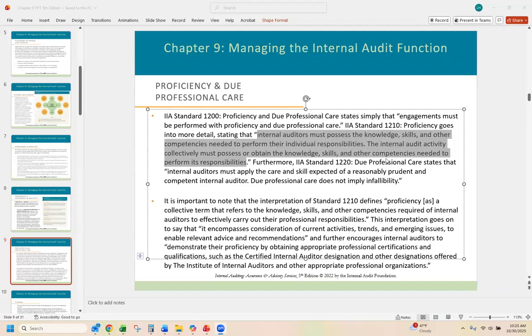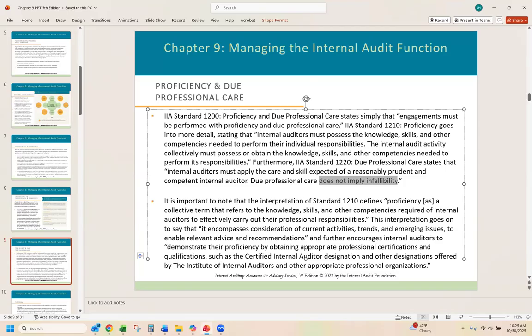The other part here, due professional care. Reasonably prudent and competent internal auditor. Here's the important part: does not imply infallibility. Mistakes happen. Carelessness can sometimes happen. They need to try and do as good of a job as they can, but we don't expect perfection. We really can't expect perfection anywhere.